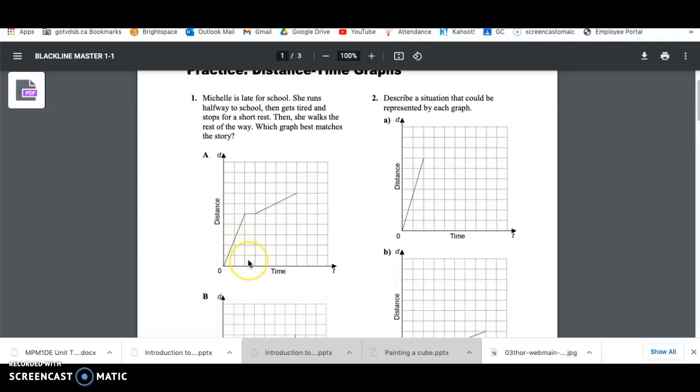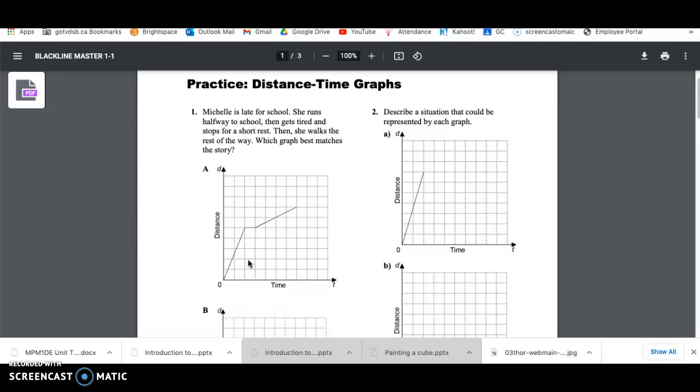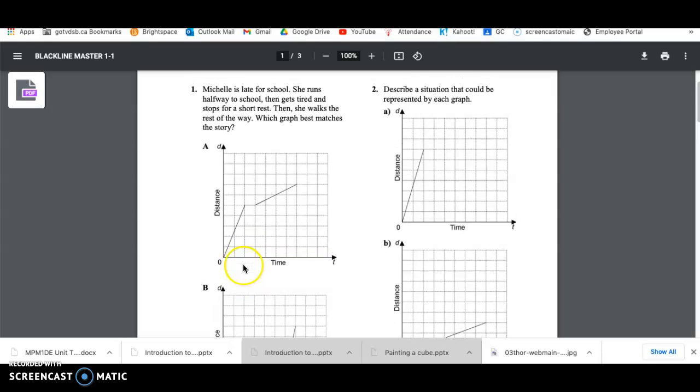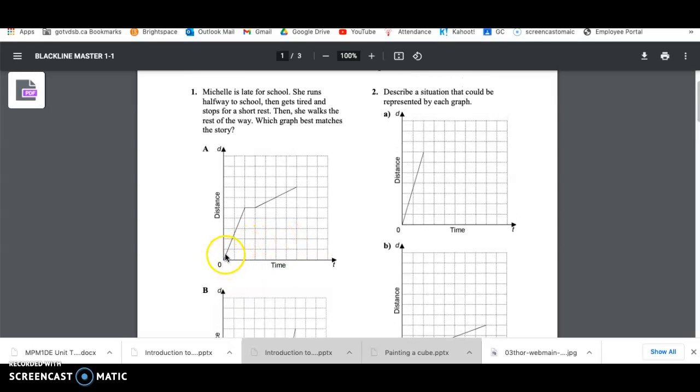So if we have somebody here, this is the practice that you'll be doing at the end. We'll do a little simulation, which is really cool. But what you're looking at here is if somebody is moving at a pretty good speed away from something, they will have a steep line.